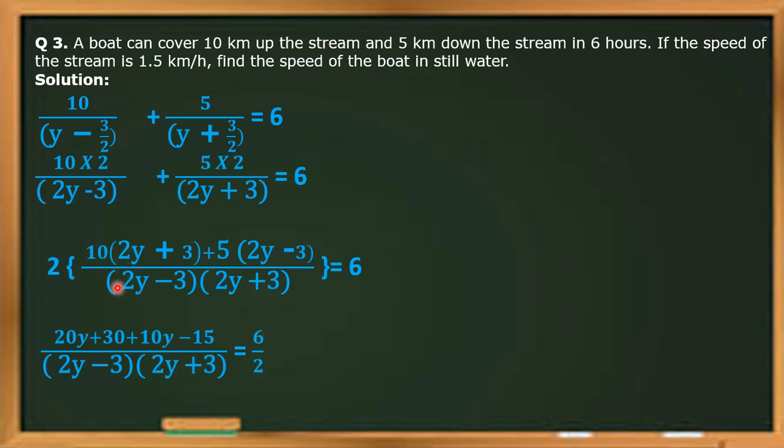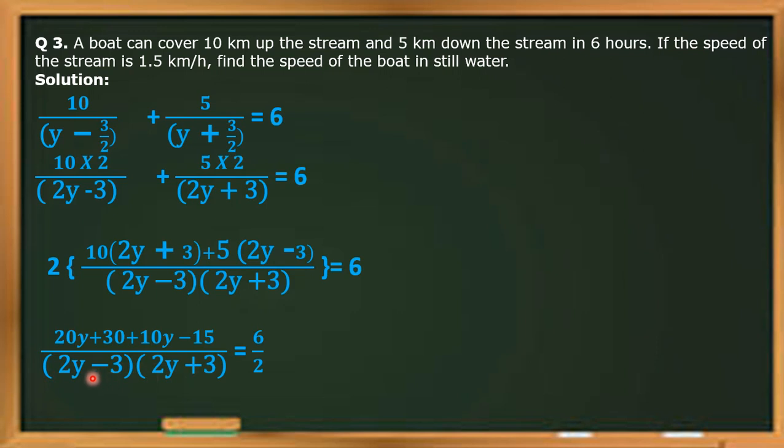10 into 2y is 20y, 10 into 3 is 30, 5 into 2y is 10y, and 5 into minus 3 is minus 15. Now the denominator is 2y minus 3 into 2y plus 3. We could multiply this out, 2y multiplied by 2y plus 3 minus 3 multiplied by 2y plus 3, or we observe that a minus b and a plus b, the identity is present, that means a square minus b square.